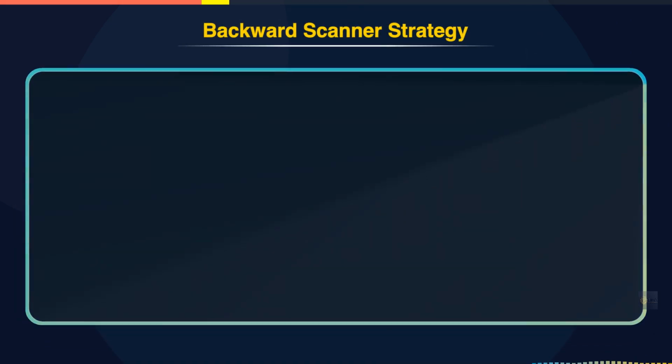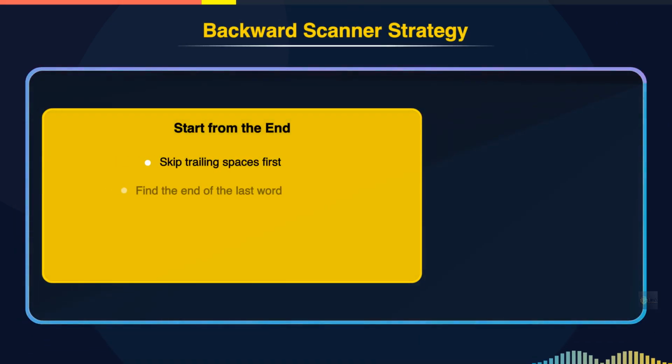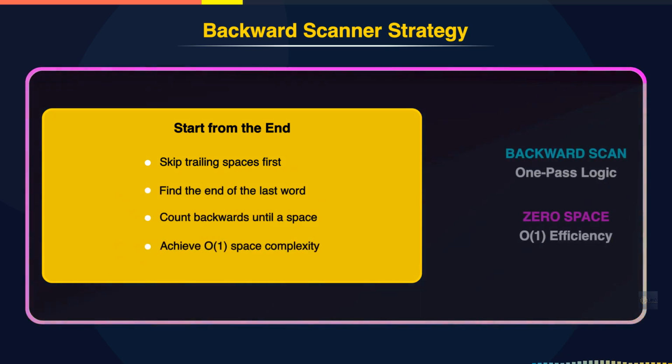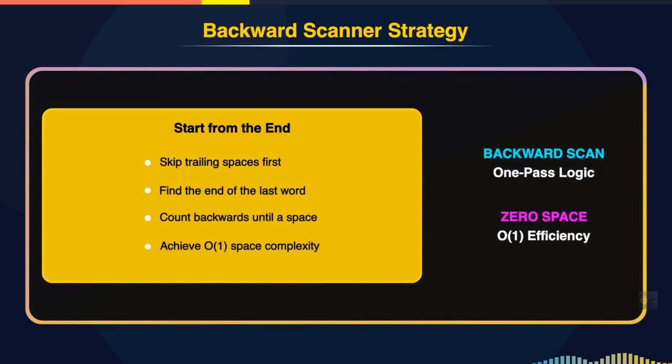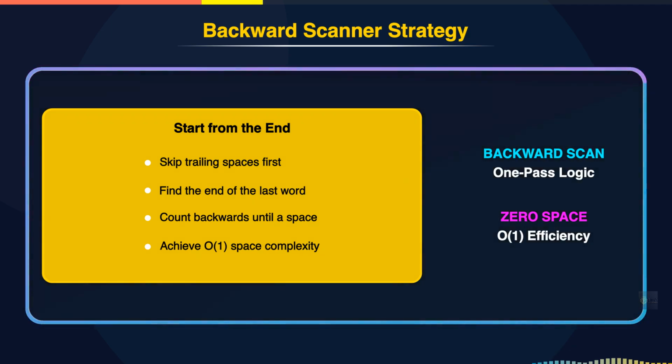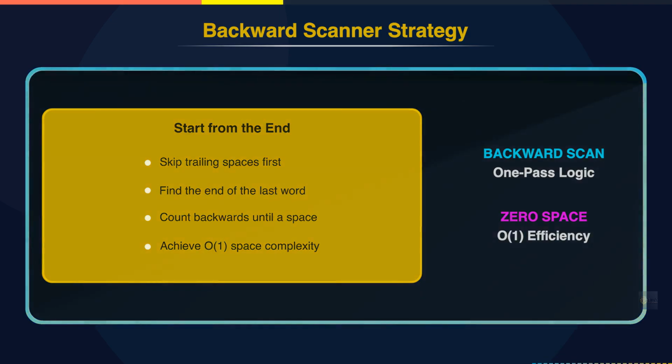This leads us to our golden rule. The backward scanner strategy. Instead of scanning from the beginning, we start at the very end of the string. We skip any trailing spaces by moving our pointer backwards until we hit a character. Then, we start counting characters until we hit another space or reach the beginning of the string. This gives us the length of the last word without ever touching the rest of the sentence.